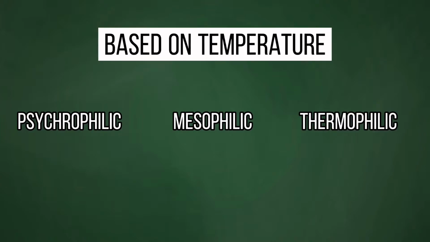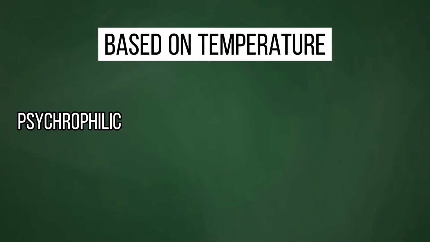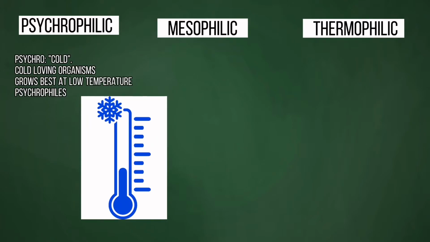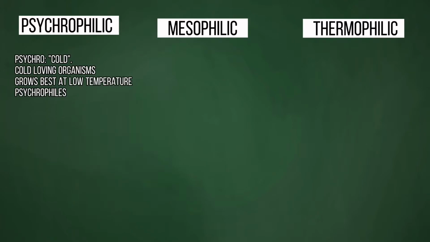Let's talk about psychrophilic organisms first. From the prefix psychro, which means cold, psychrophilic organisms are the cold-loving organisms. These organisms grow best at low temperature. They are also called psychrophiles.